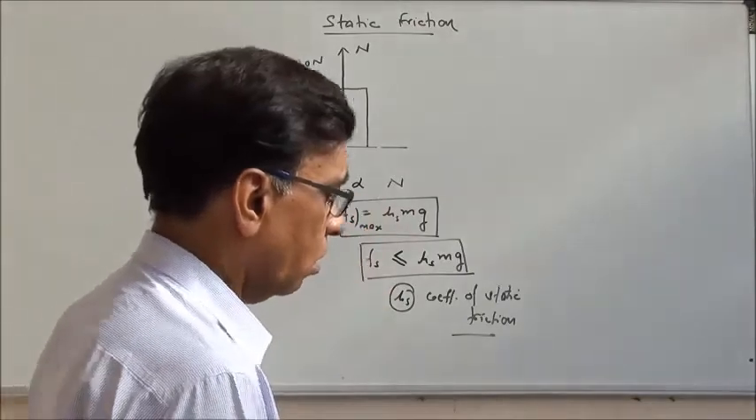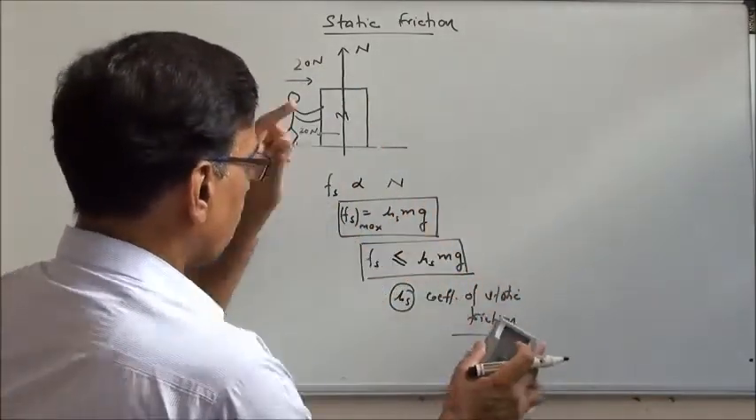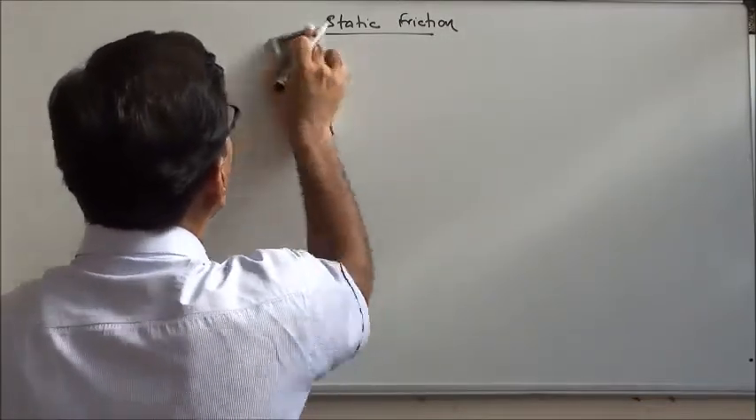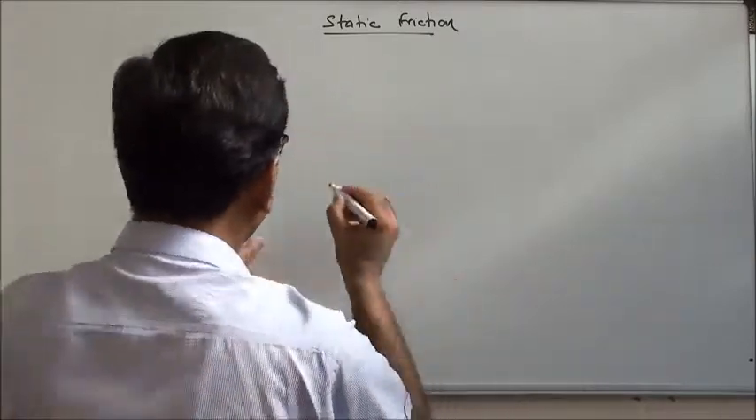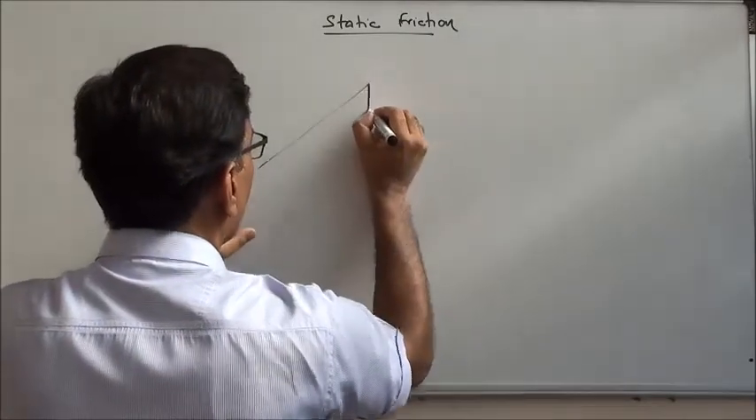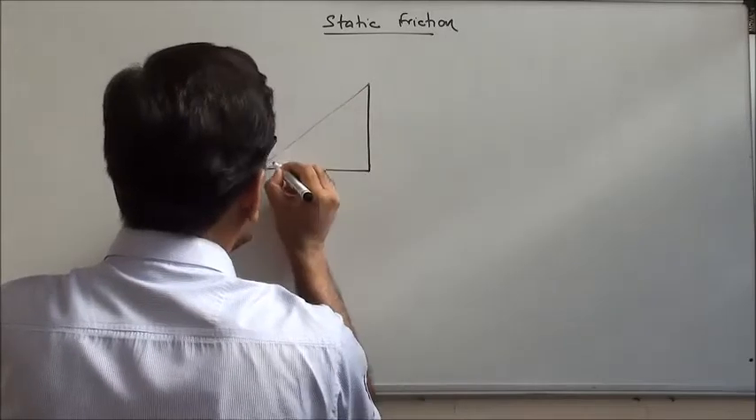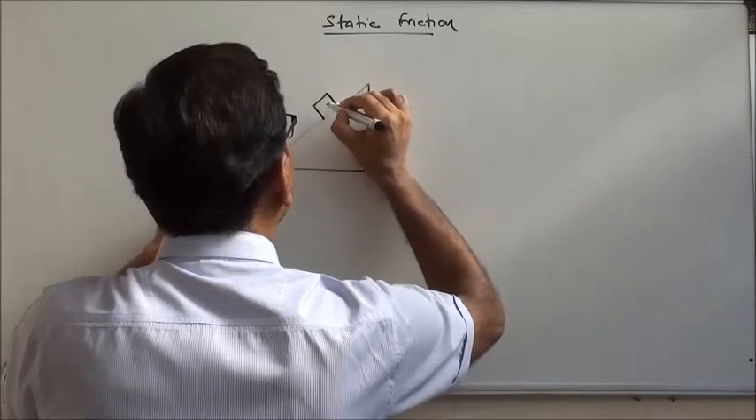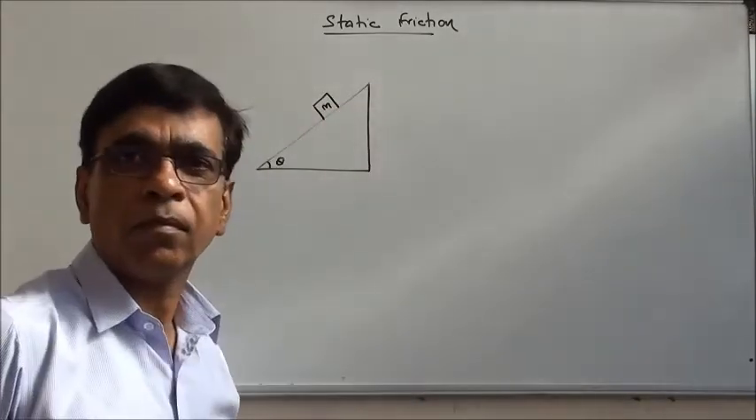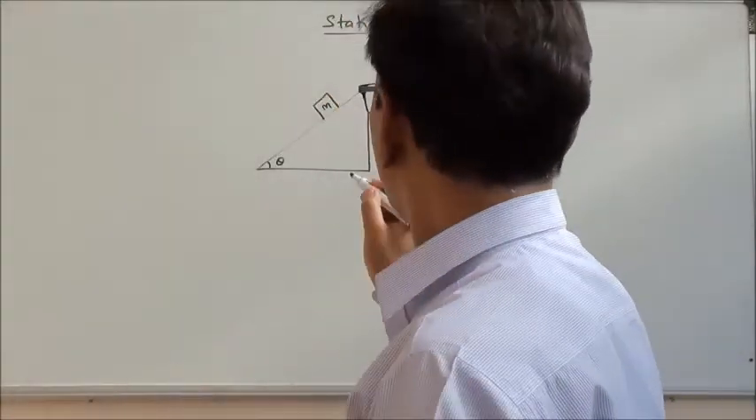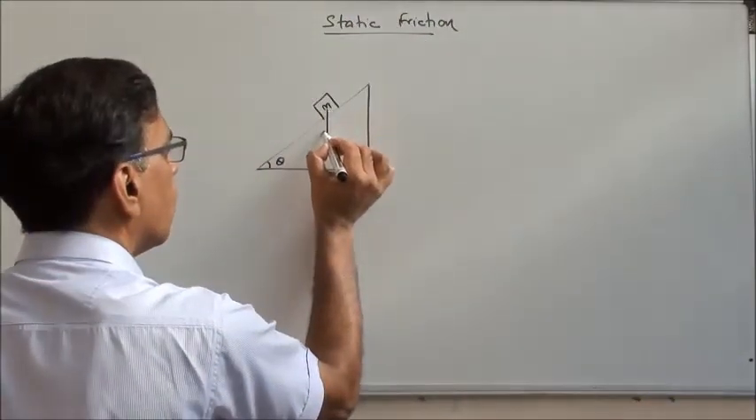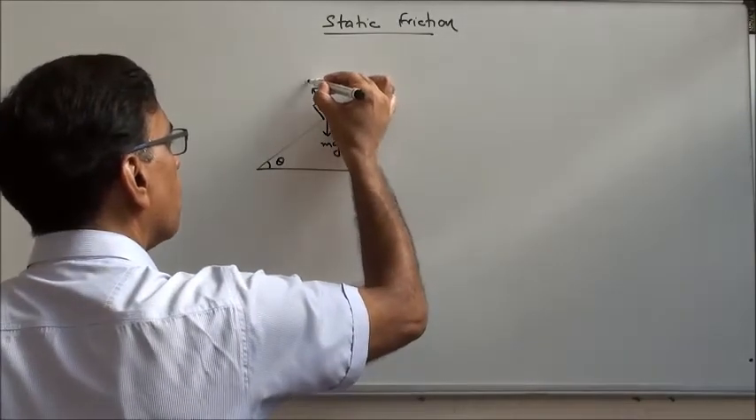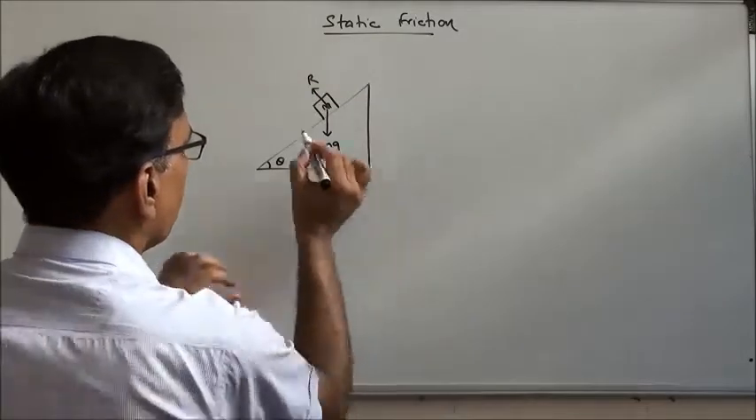So mu s depends on the nature of material and roughness or smoothness. We can take some examples. Horizontal, I have told you, suppose we have an inclined plane and there is an object of mass m. Let us find out the force onto it. So one force is mg and another one is the reaction which is perpendicular to the surface. Now we can resolve this.